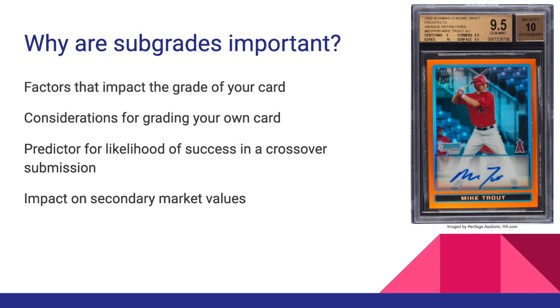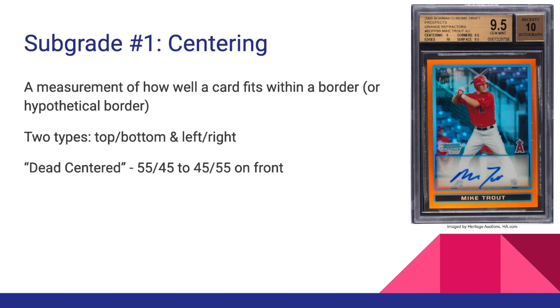You can also use subgrades, especially if you're going to be using BGS at all in the process, for crossover submissions. So that's if you're going to BGS or you are switching from BGS, which the latter is the more common of crossover submissions. And then how these subgrades can also impact the value on the secondary market of your cards. So we start off with the 4 subgrades, a little bit more about each one.